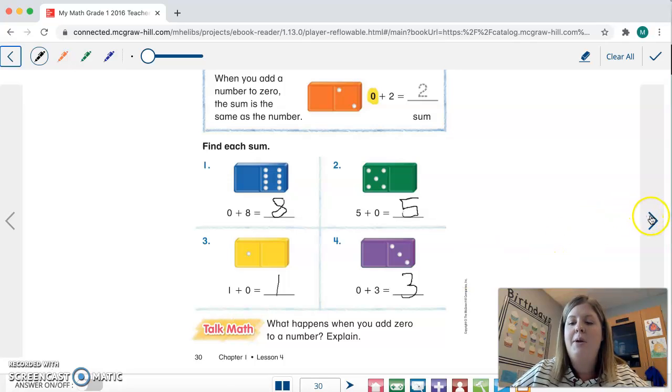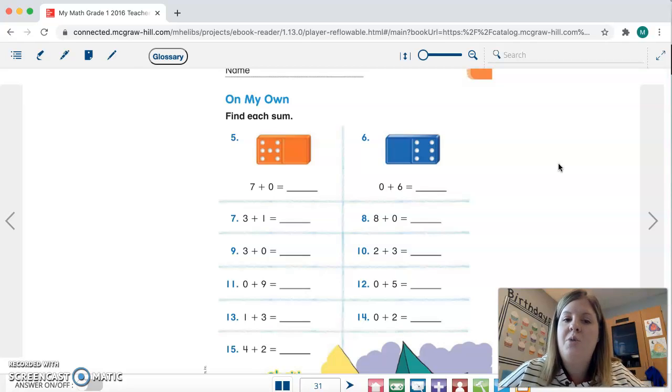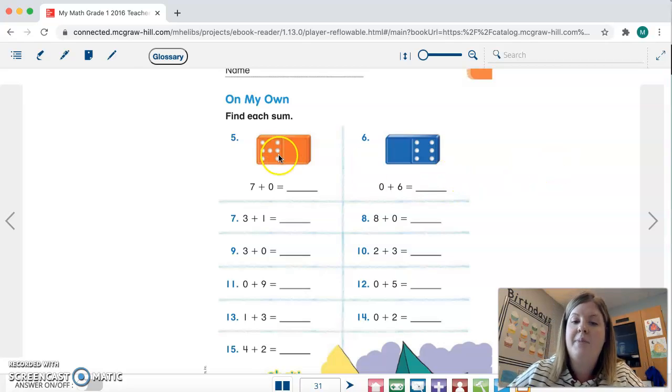Okay, go ahead and flip your packet like a pancake. All right, on this section, you were going to do this on your own, okay? All right, so number 5, 7 plus 0, right here, 7 plus 0. What would that equal? Okay, number 6, 6 plus 0, what would that equal? Okay, number 7 says 3 plus 1. Be careful of this one, it's a little tricky in here. Number 8 says 8 plus 0. Write your numbers on the line, write your answers. Number 9 says 3 plus 0.